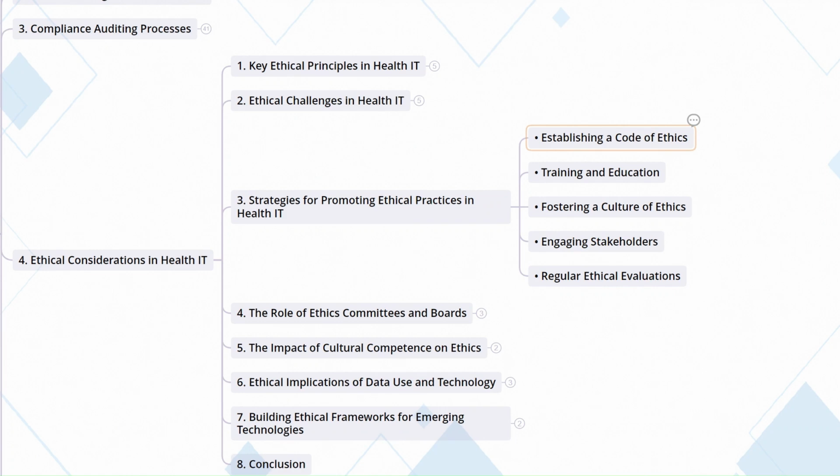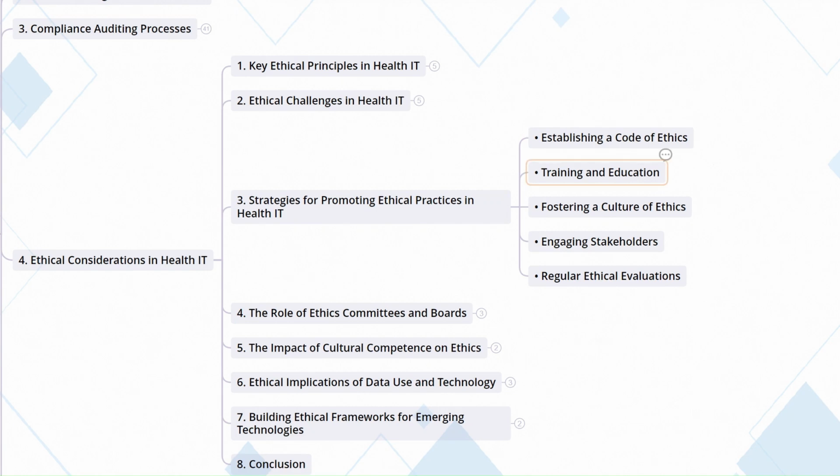Firstly, establishing a code of ethics. Developing a clear code of ethics specific to health IT practices can guide professionals in making ethical decisions. This code should reflect the organization's values and outline principles for data management and patient engagement.